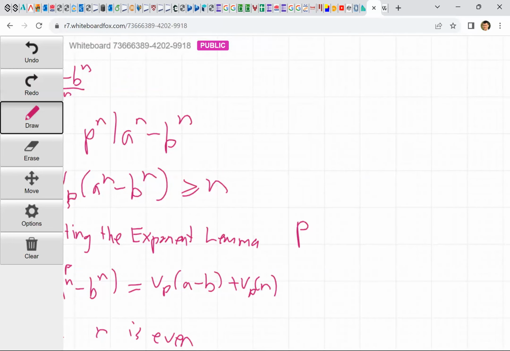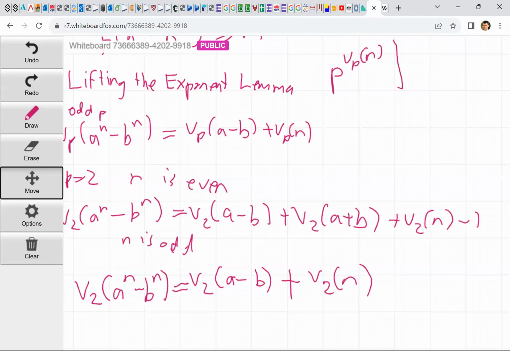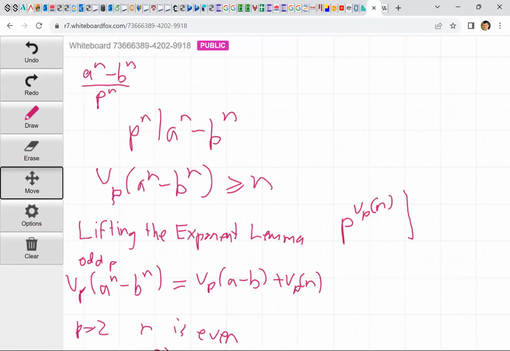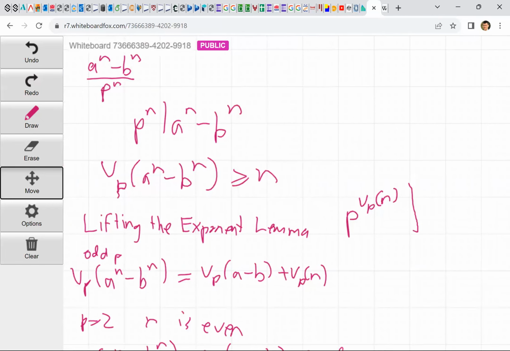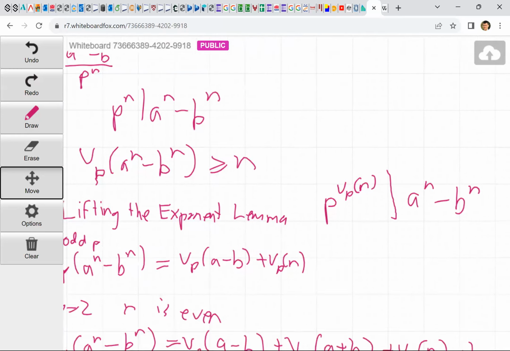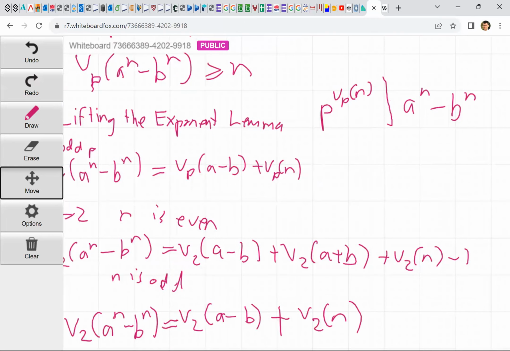It's like p to the VP of n divides n. I think that's true in all these cases. VP of n is always less than or equal to n. I think that's how it works. So let's check if that's true in all these cases.